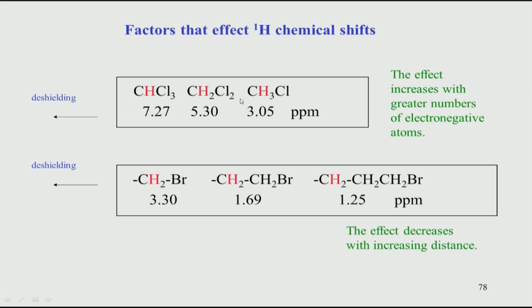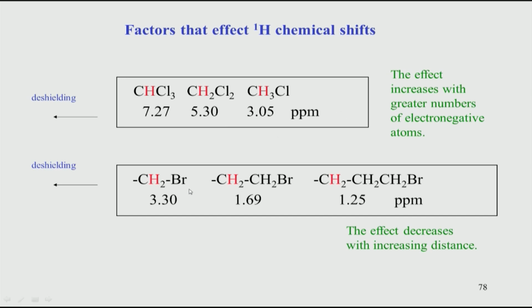Now, if I remove one more chlorine, this is what we saw in the last slide, a simple methyl chloride system. Here there is only 1 chlorine, but it still has an electronegative effect, and that results in a chemical shift value of 3 ppm. As I keep adding more and more chlorine, it is a simple linear increase in the chemical shift value. So, this is what is written here, that the effect increases with a greater number of electronegative atoms.